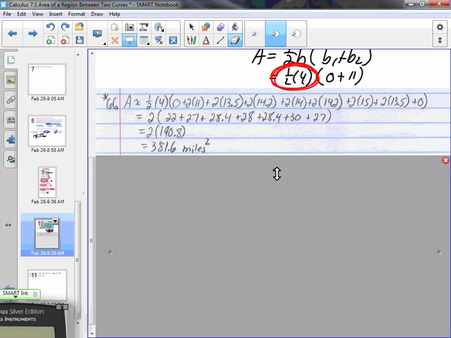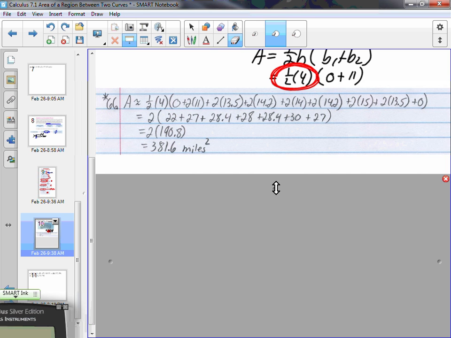And then this is one where you don't need a calculator, but man, I want to use a calculator.